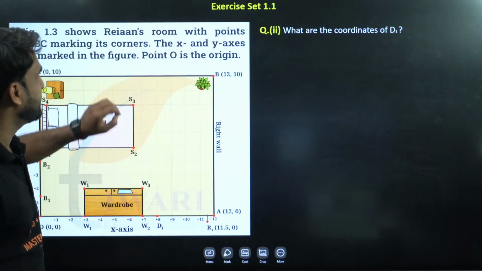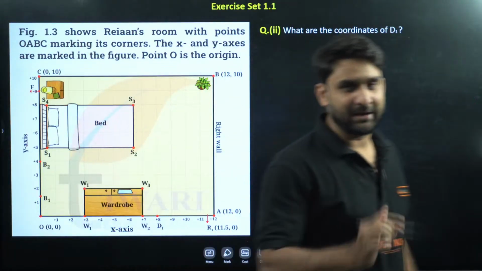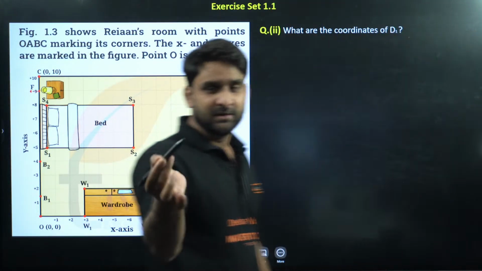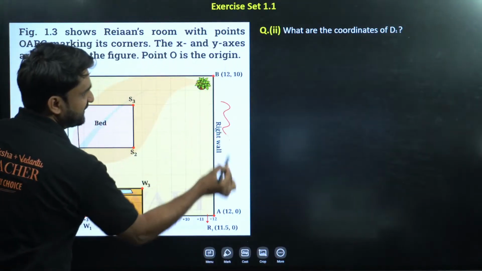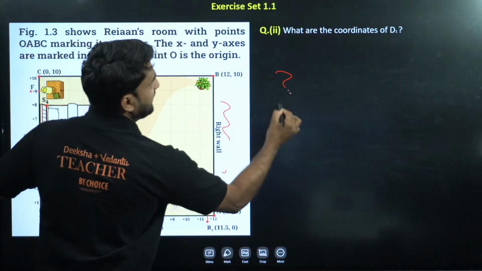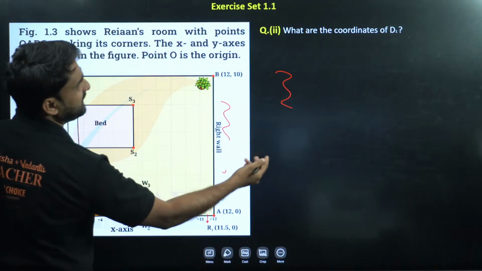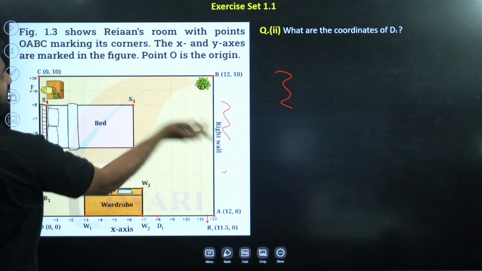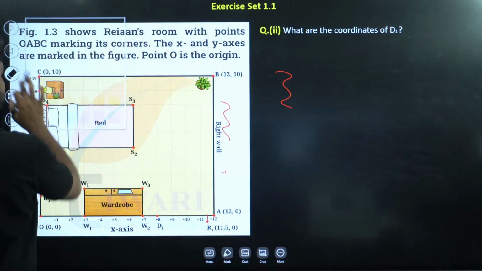Moving to the next question. I'm using a red color marker so that whatever I write on this page will be visible here also. If I use any other color, on white color that will not be clearly visible. That's why I'm using red color here.